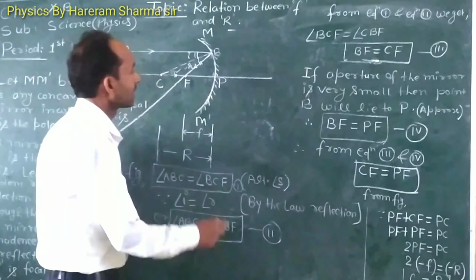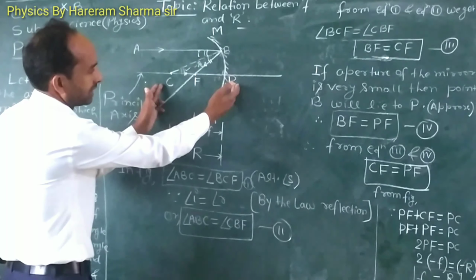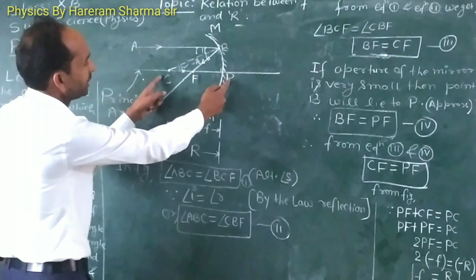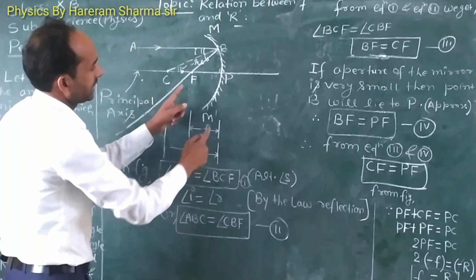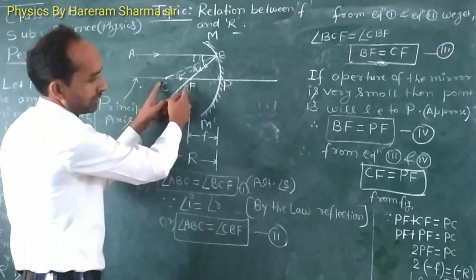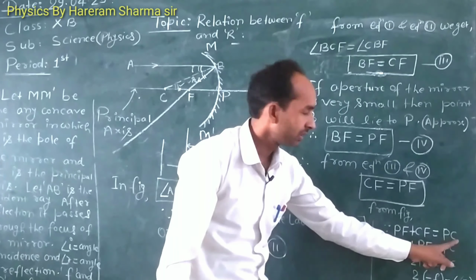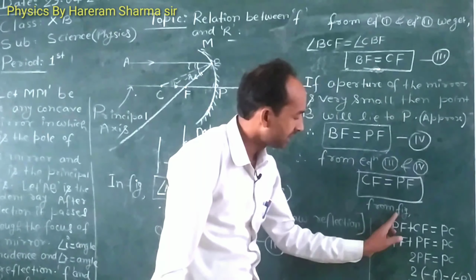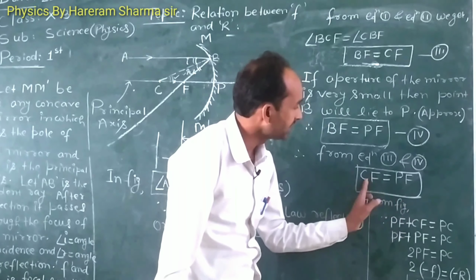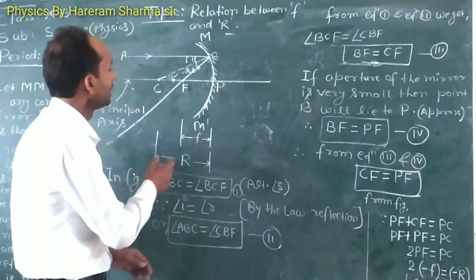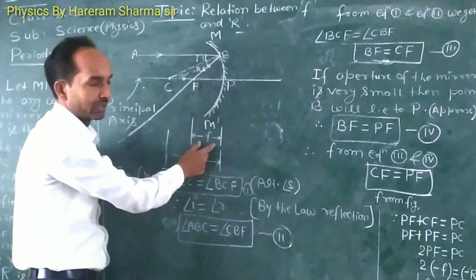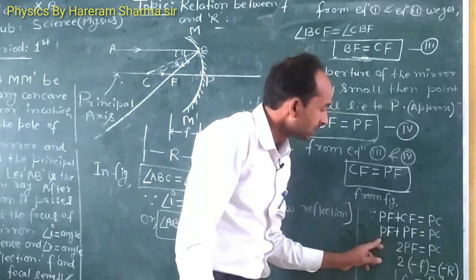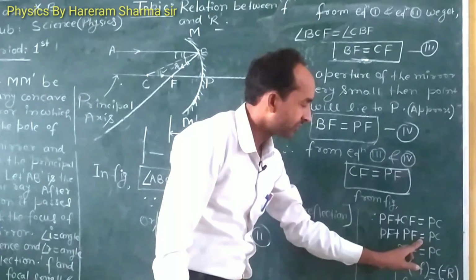From the figure, we have to find the relation between R and F. The distance R is PC. So PC can be written as PF plus CF. PF stays as it is, but CF is equal to PF, because PF is the focal length. So we write in place of CF, PF, and PC equals PF plus PF, which is 2 times PF.